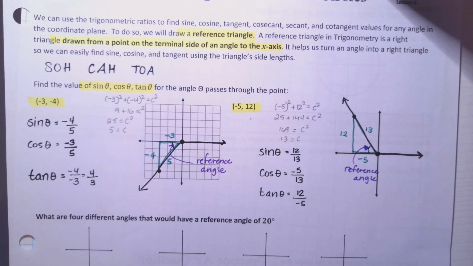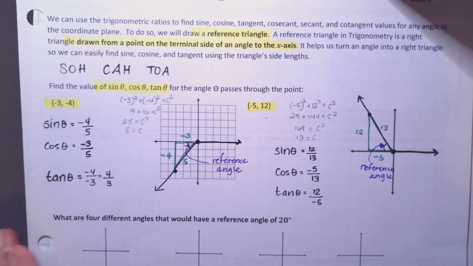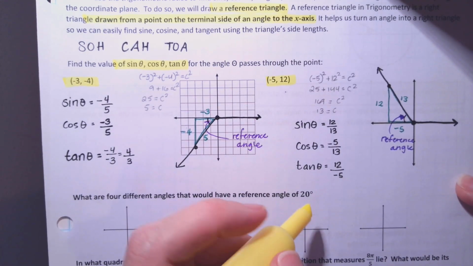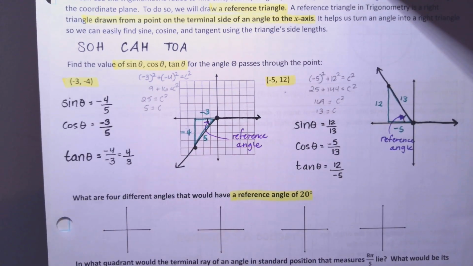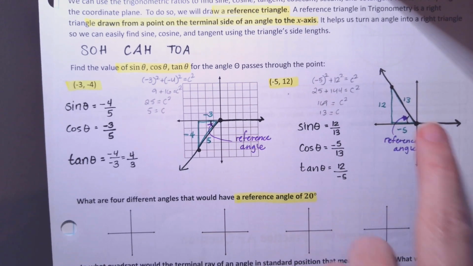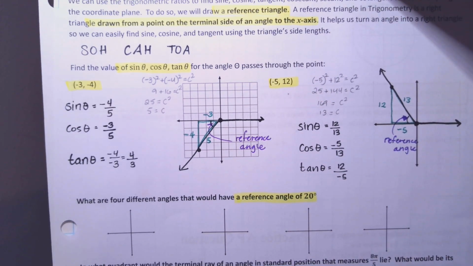All right, looking next at just how to calculate a reference angle. We have, what are 4 different angles that would have a reference angle of 20 degrees? So in the last ones, we didn't actually measure what the reference angle was. We could if we wanted to. We would have to just use an inverse trig function to find the angle measure. But there's lots of different angles that would have reference angles of 20 degrees.